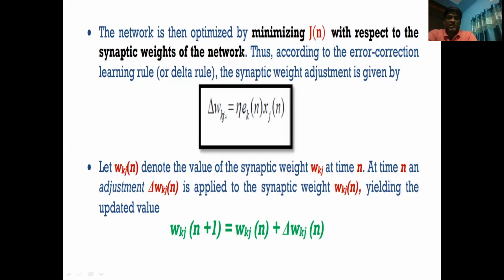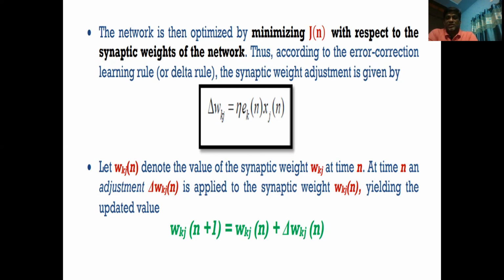So by calculating this, we can update the synaptic weight at time n plus 1 by using the formula wkj of n plus 1 is equal to wkj of n plus delta wkj of n, where delta wkj of n is calculated using this formula. This formula is called the delta rule. Therefore, error correction learning is also called the delta learning rule. Another name for this learning technique is Widrow's learning rule.